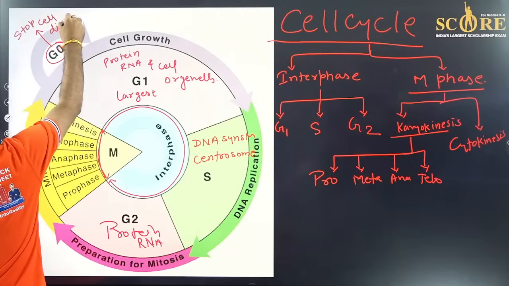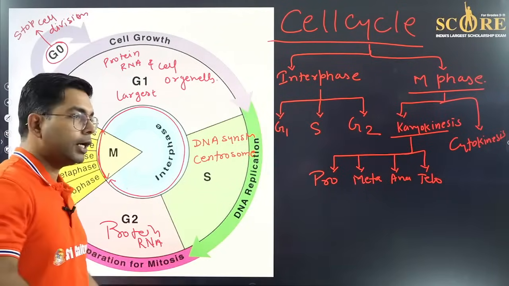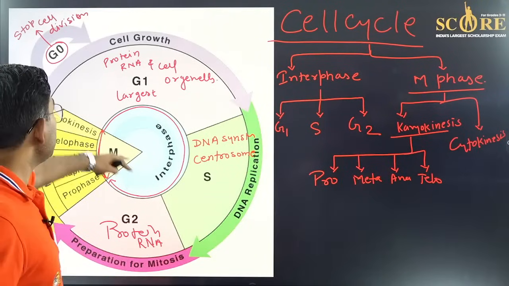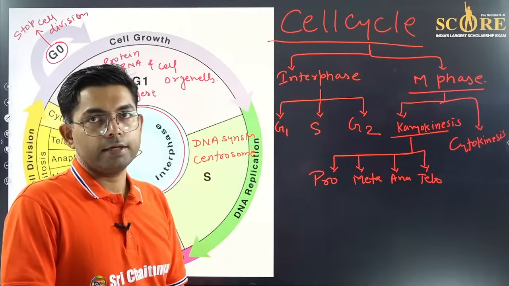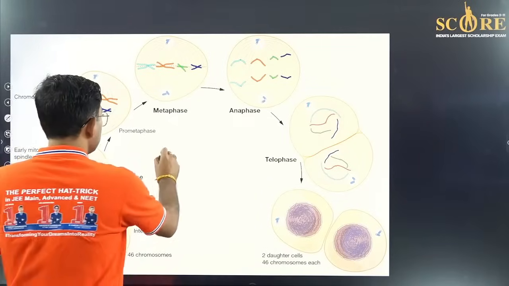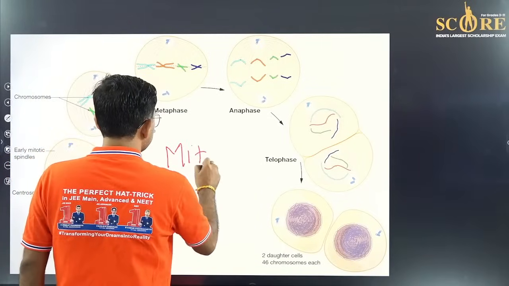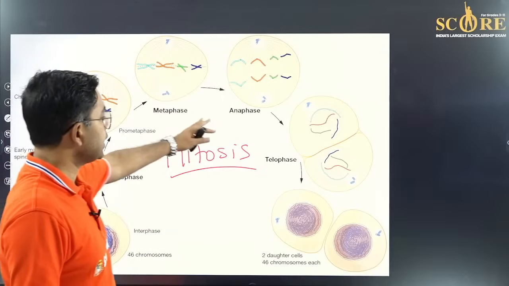When a cell has to rest, it will get into the G0 phase, and when it again wants to divide, it will get into the G1 phase, and it will continue the cell cycle. Now this cell cycle is of two types. This is called mitosis, with several stages: prophase, metaphase, anaphase, telophase.